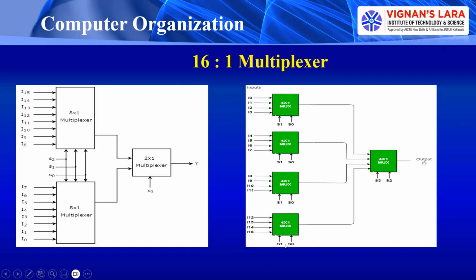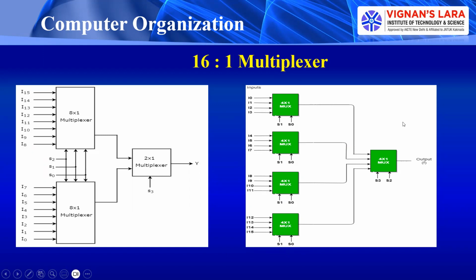For all these multiplexers, connected in parallel, the selection lines are S1, S0. If these are 0, 0, in this multiplexer I0 is selected, here I4 is selected, here I8 is selected, and here I12 is selected. If it is 0, 1, then I1, I5, I9, I13. For 1, 0, I2, I6, I10, I14. For 1, 1, I3, I7, I11, I15. So by using these selection lines, we select these inputs.